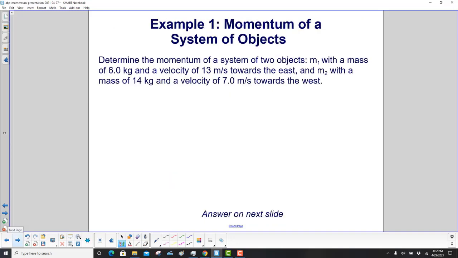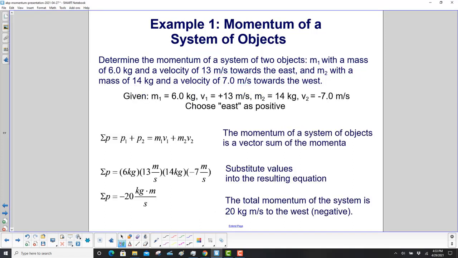So let's work an example with the system of objects. We have two of them, m1 with a mass of 6 kilograms and a velocity of 13 meters per second towards the east, and m2 with a mass of 14 kilograms, 7 meters per second towards the west. We need to make one more statement. We're talking about east and west here, not positive and negative. So what we're going to do is choose the east direction as positive, which means the west direction will be negative. So here's our west direction, -7.